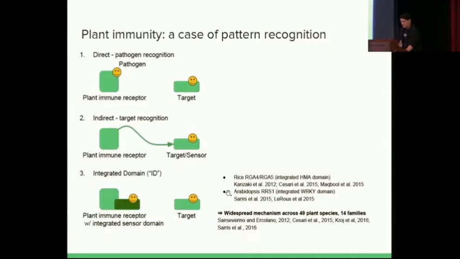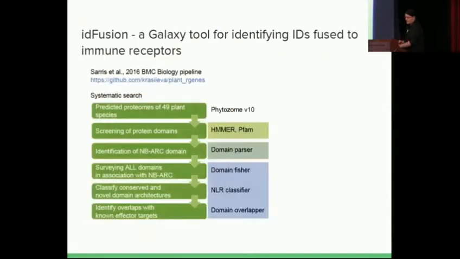What my group did before I joined it was to make a study and find evidence of these integrated domain fusions, as we call them, across 49 plant species and over 14 families. This has been published in BMC Biology rather recently, and what we have here is a collection of Perl scripts.